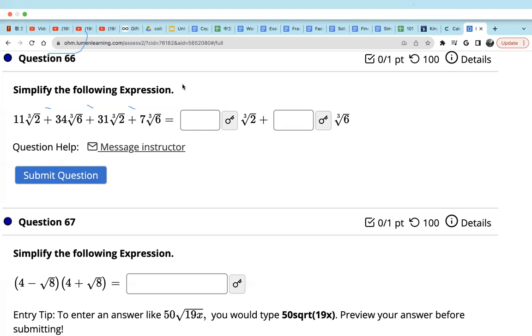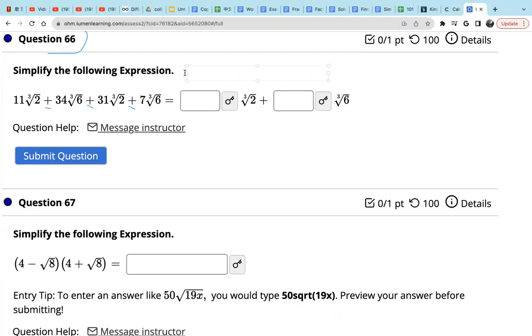So we need like radicals. Let me write this word. Like radicals. What does it mean? That means the radicals have the same index, have the same radicand. So this little 3 here, we call index. It's 2 inside, called like radicals.